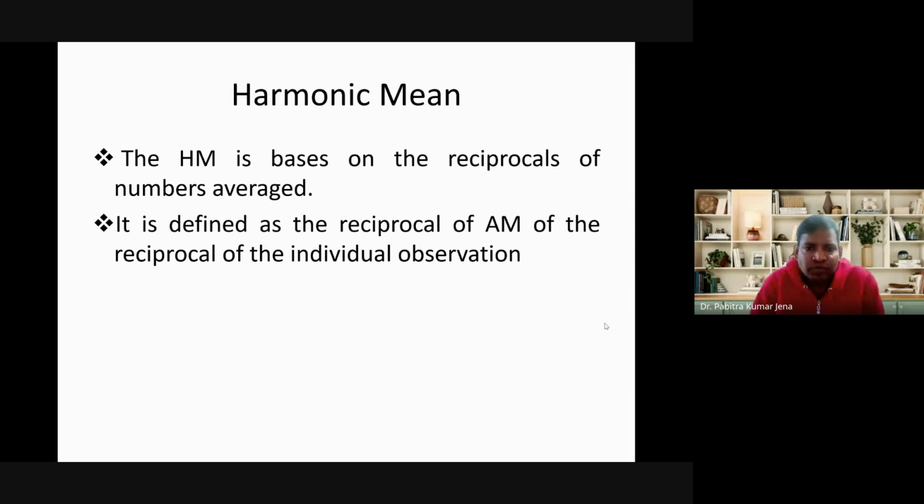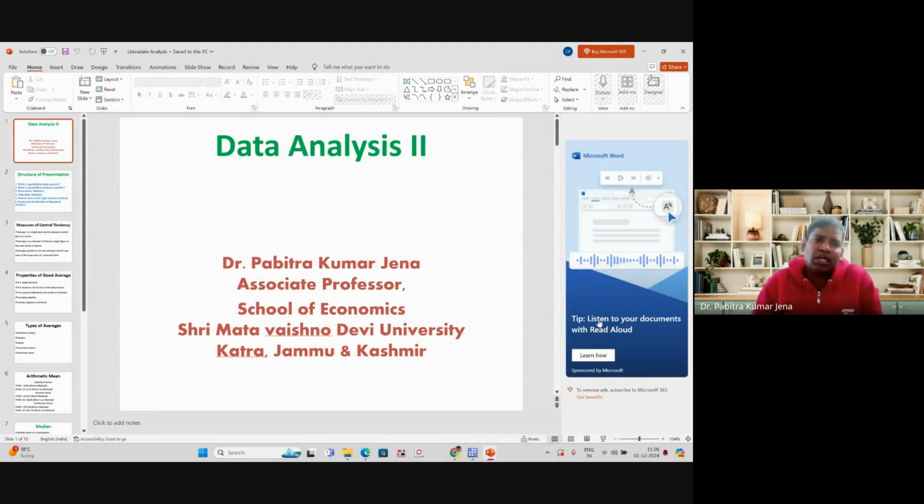And the last item in the measure of central tendency is the harmonic mean. Harmonic mean is based on the reciprocal of the numbers. It is defined as the reciprocal of the arithmetic mean of the reciprocals of the individual observations. Here we actually use all these methods to do univariate data analysis. That means when you have one variable, like age as an observation, or income as an observation, and you want to find out mean, median, mode, arithmetic mean, geometric mean, you can find out by using these techniques.